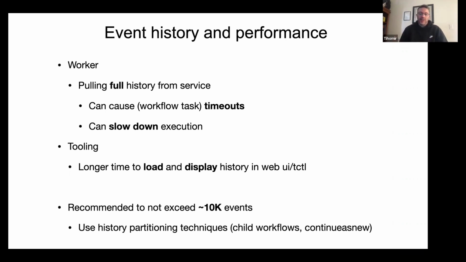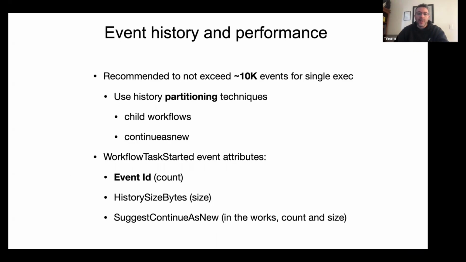Now, the overall recommendation is per single workflow execution not to exceed about 10K events. But Temporal does provide some event history partitioning techniques that you can apply to your workflow code, such as using child workflows or nested workflows, and this feature called Continue-As-New that can help you with that. It is something that you should consider when you start writing your workflows. Not right off the bat, but once you see that your workflow executions create large event histories, it's something you can start thinking about how to partition using that.